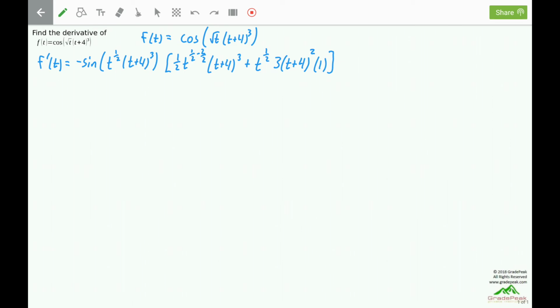Our next steps are going to involve just simplifying our result that we have here. So f prime of t will equal, we have negative sine of, that t to the 1/2 I'll rewrite as just square root of t, and (t plus 4) quantity cubed. In the square brackets here we will have 1/2 t to the 1 minus 2, which is negative 1/2, (t plus 4) cubed, plus t to the 1/2 times the 3 times (t plus 4) squared, and times the 1 won't change that at all.